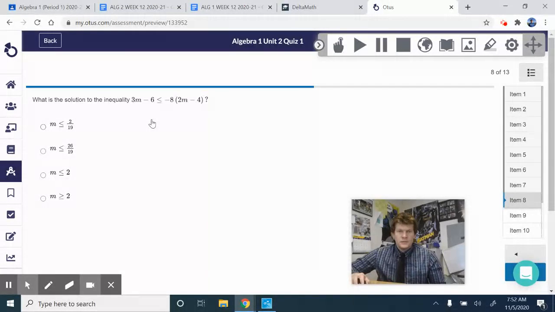Number 8. Solving this inequality here, we have parentheses, so let's distribute that thing out. Negative 8 times 2 is negative 16.